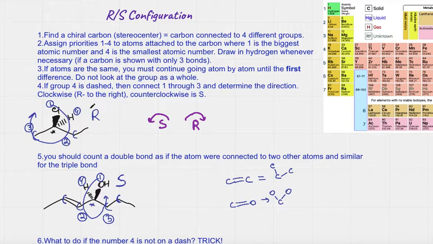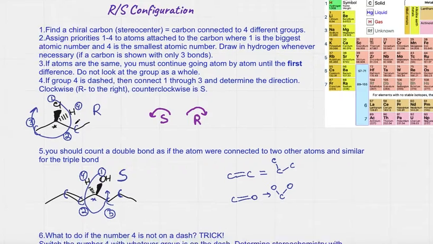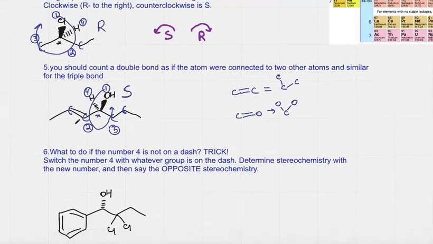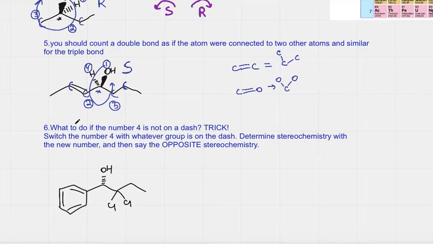So far we have assigned our stereochemistry to 2 molecules, and the first one was R and the second one was S. But notice that in both of them, my lowest group, my group number 4, was dashed. Now, what do you do if the group number 4 is not dashed?